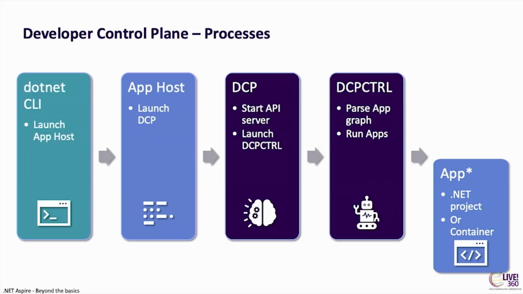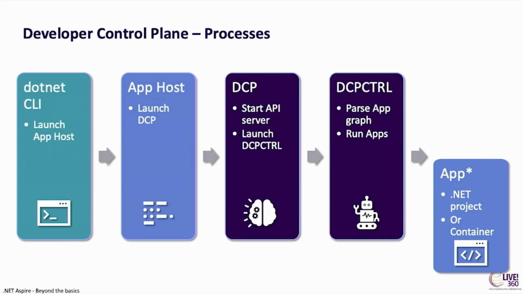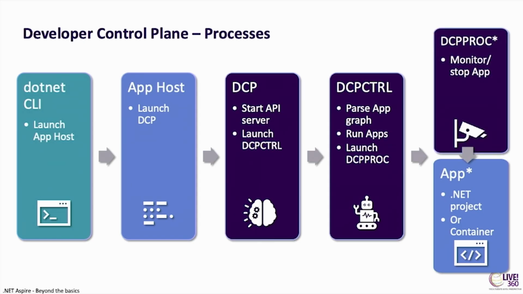In this graph, this is my code because I wrote the app host. This is my code because that's my API in my front-end project. It can also be somebody else's code in the form of a container, for example. So that Redis container, you can also imagine that that one is living over there. So DCP control has launched my app. But now my app needs to be monitored because if it dies, we need to take action.